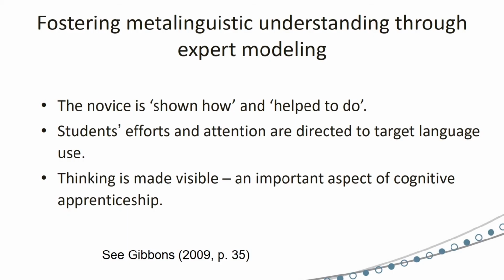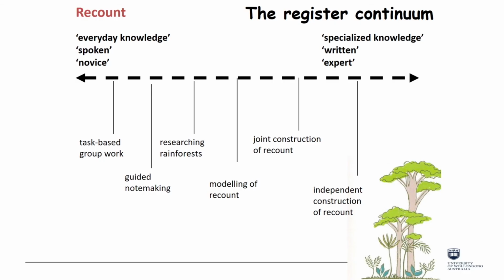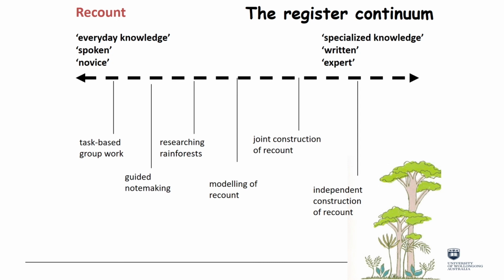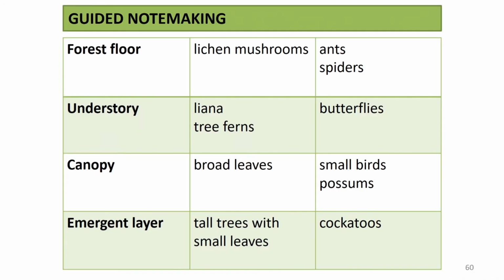To summarize what we have developed throughout this workshop, the students were supported. The novice is shown what to do, and is helped to do it with those little steps. Students' efforts and attention are directed to target language use. Thinking is made visible, an important aspect of apprenticeship, making those steps visible. What the teacher did was move the students from that everyday sense of knowledge into more specific technical fields through task-based group work, guided note-taking, researching, modeling of recount, joint construction, and then finally the last draft of their writing.